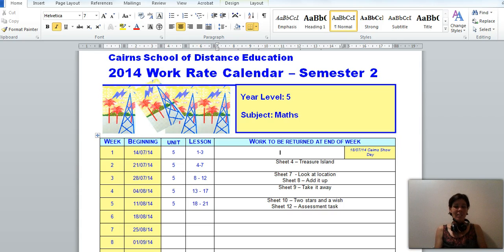With the mini schools, if the mini school falls during this Unit 5 session, there will be time during the mini schools for the teachers to go over some of the concepts that the kids would ordinarily be doing at home. So don't worry: if mini school falls in week 4, then the teacher will cover the concepts from lessons 13 to 17, for example.